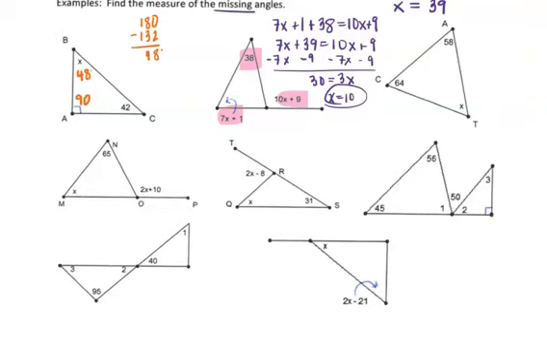Now, missing angles, so plug 10 back in. That would mean this angle here, 10 times 7 is 70, plus 1 makes this 71. And this angle here, 71 plus 38 would give me 109 degrees.